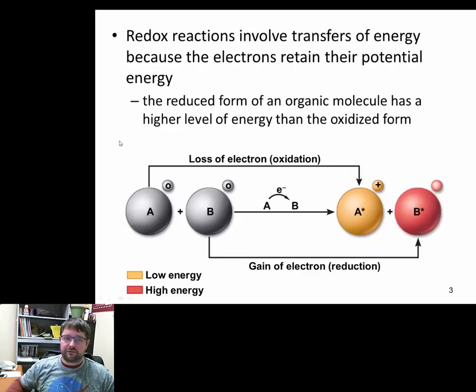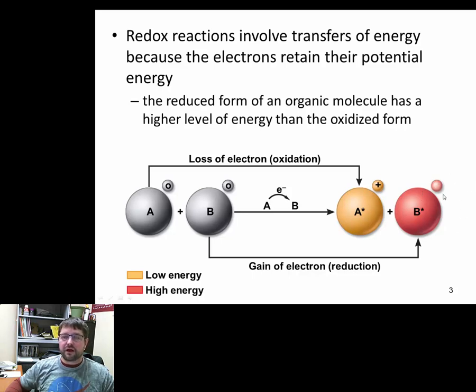And when that happens, the loss of an electron, so if a molecule is losing an electron, it is going to have less energy, or a lower energy, than the molecule that gains an electron. So here you can see this molecule lost an electron. Therefore, now it's a proton. It has a positive charge. So it's now a polar molecule. And this one here gained an electron, and now it's neutral.